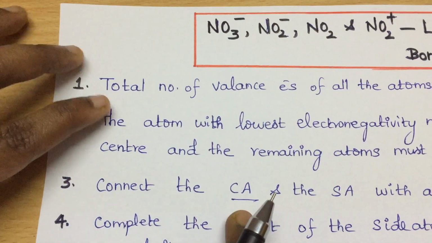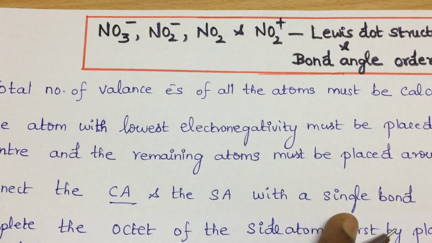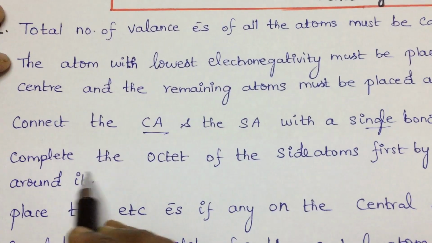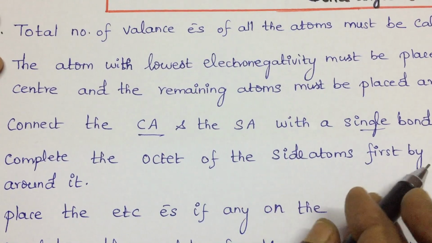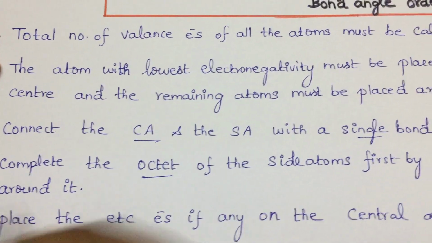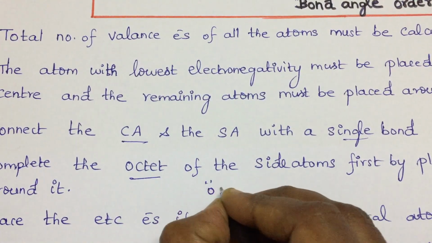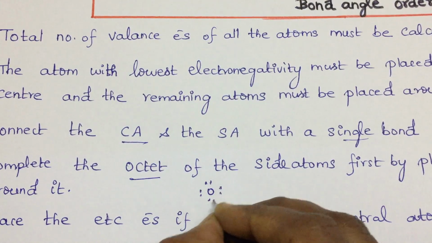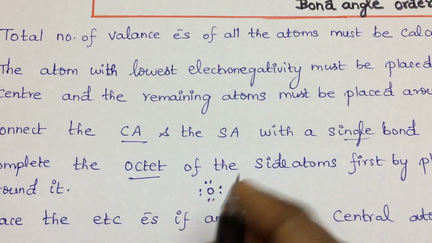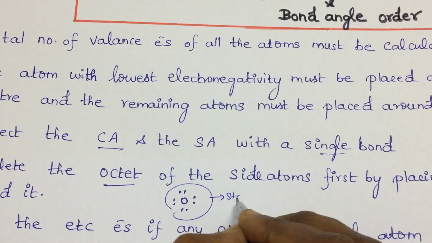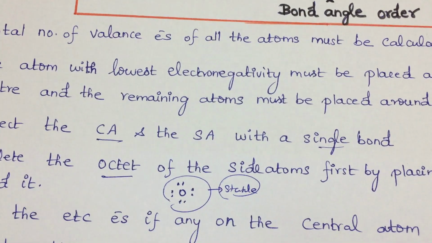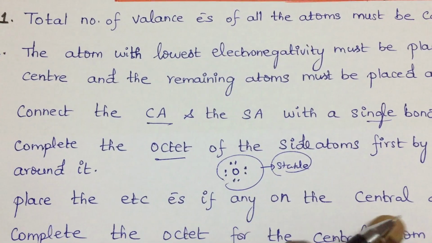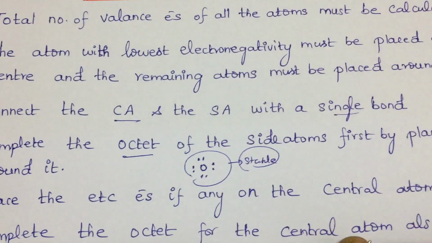Next, you have to connect the central atom with the side atoms with a single bond. At least one single bond will be there. Then complete the octet of the side atoms first by placing electrons. What is an octet? Each atom must be surrounded by 8 electrons, then only it will become stable. If it attains this octet, it is in a stable condition and will not react anymore. So this is the rule. Place the extra electrons, if any, on the central atom and complete the octet for the central atom also.